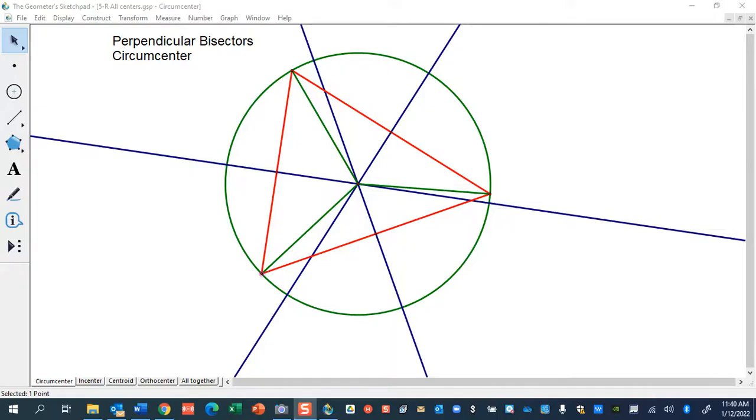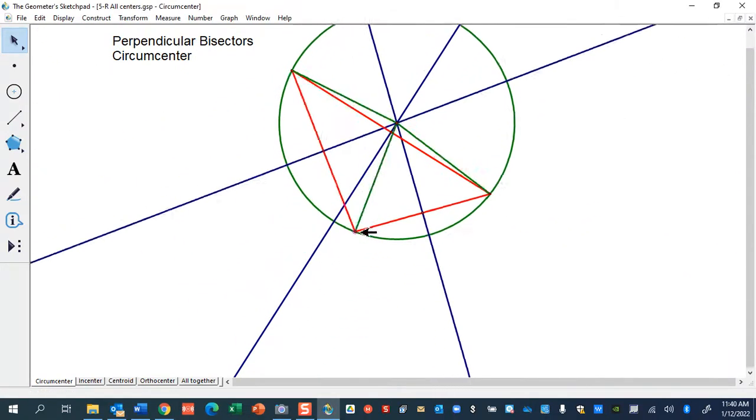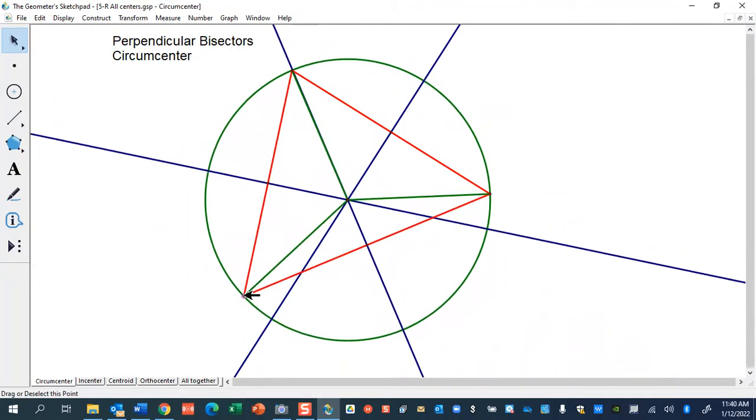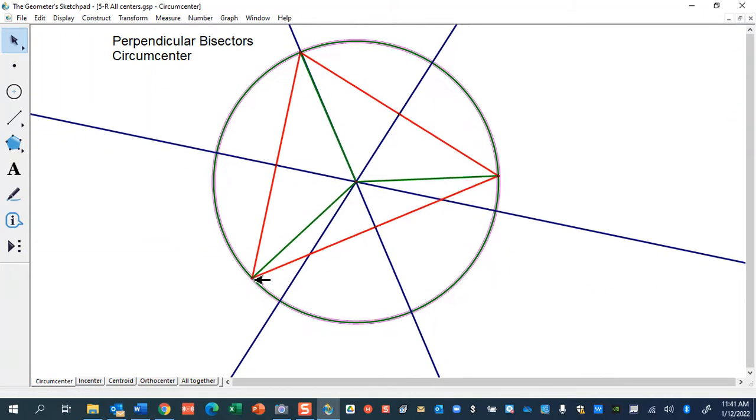So this Geometer's Sketchpad program allows me to create and construct things electronically, and it has this dynamic feature where I can go ahead and change things. So I want to explain what a couple things are. The red is my original triangle. Each of these blue lines is a perpendicular bisector. The green lines are the radii of the circle, showing you that it's equidistant to each of the vertices.